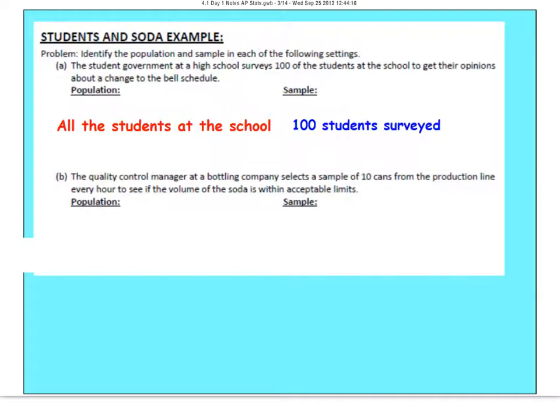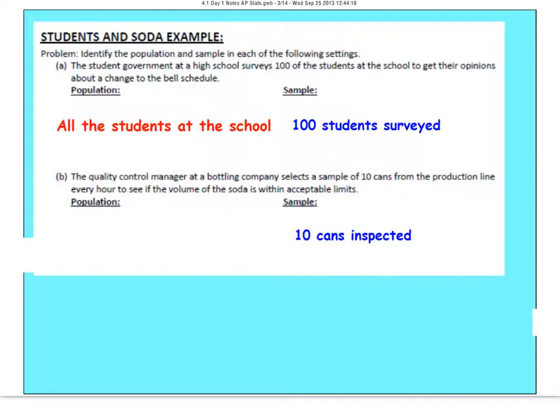Let's look at letter B. In this case, a quality control manager at a bottling company selects a sample of 10 cans from a production line every hour to see if the volume of the soda is within the acceptable limits. Again, I like starting with the sample. The sample right here is the 10 cans on the production line. So we can just define that accordingly and say it's the 10 cans that are inspected.